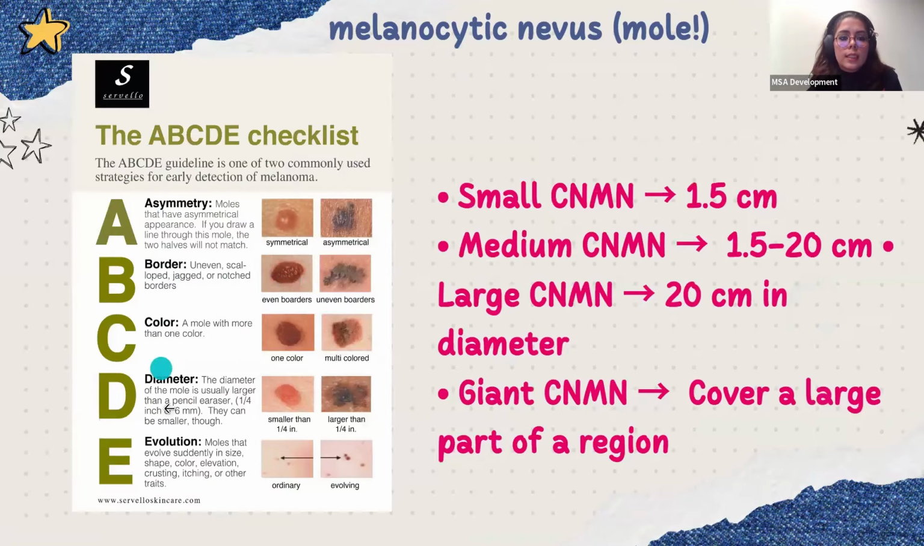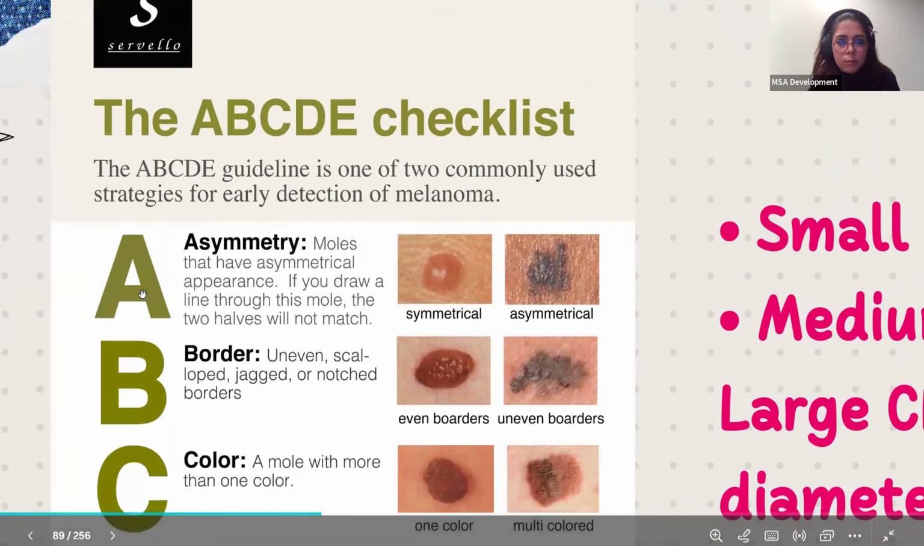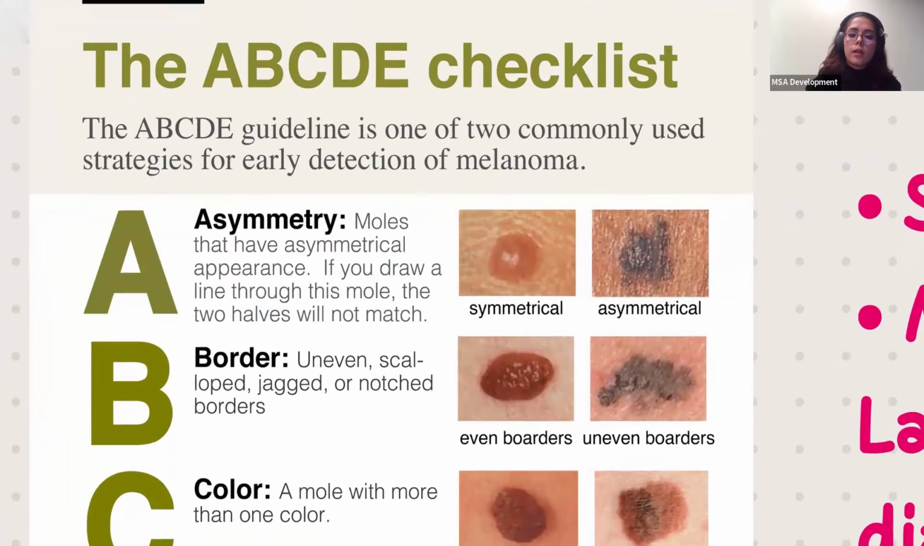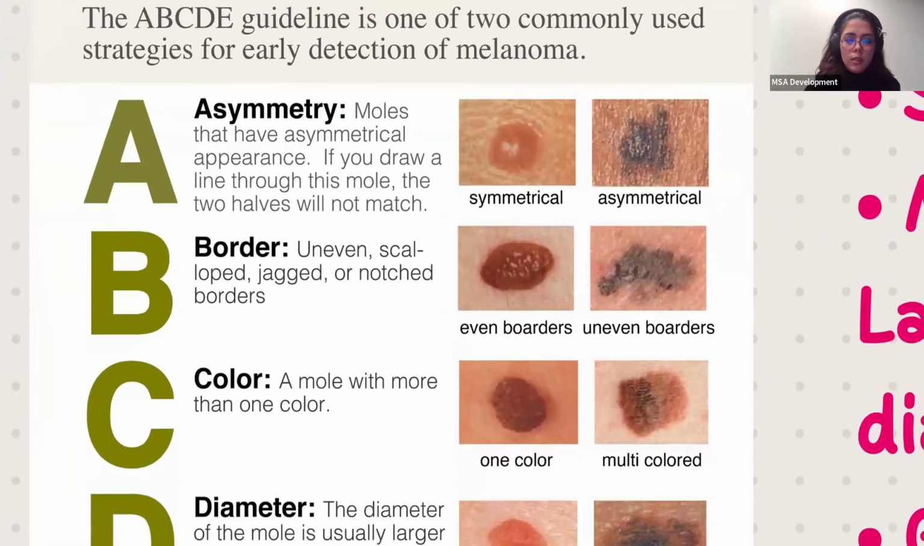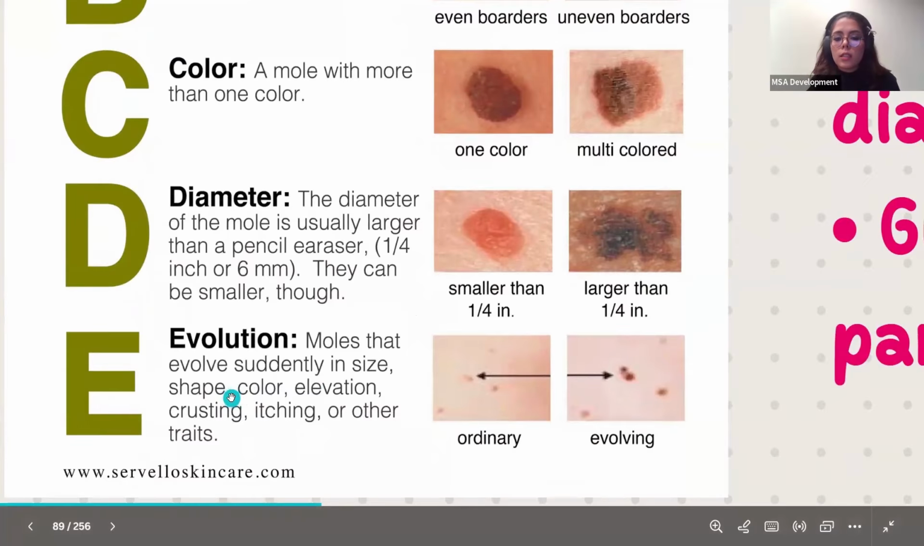This is the ABCDE I was talking about. Again, this was not in your lectures, but I really liked it. Pulled it from Google. Asymmetry: if they're asymmetrical, you need to watch out. If the border isn't even, you need to watch out. If the color is different or changes, you also need to watch out. If the diameter is larger than 1/4 inch or 6 millimeters, I think in your lecture it was 5 millimeters, you need to watch out. And evolution.